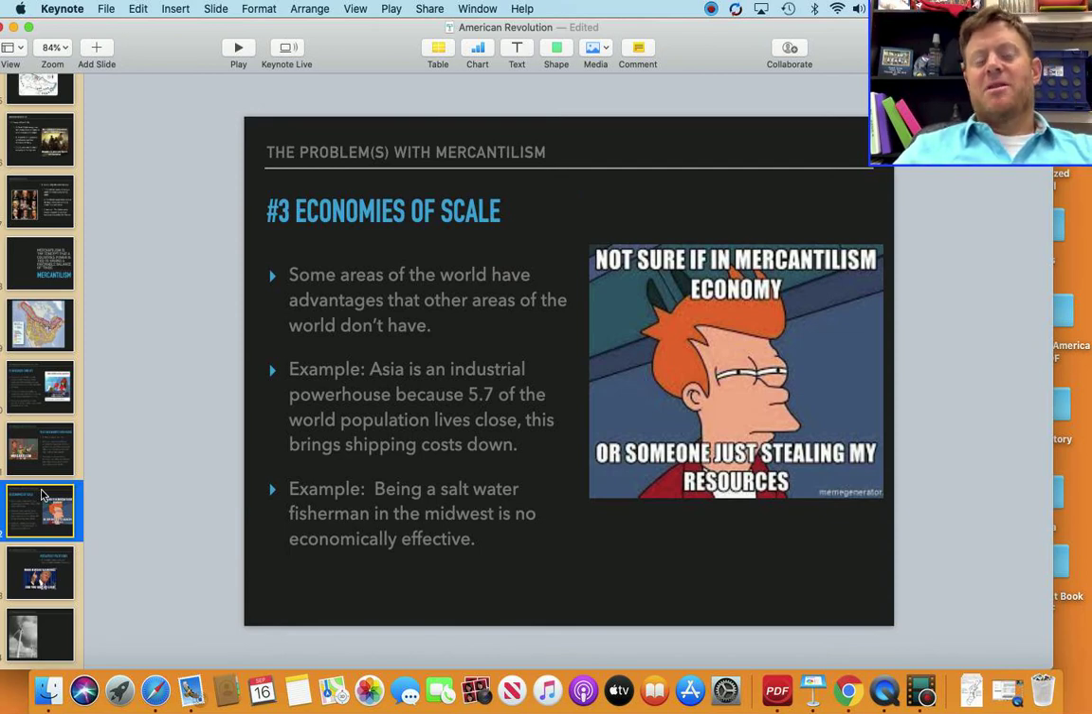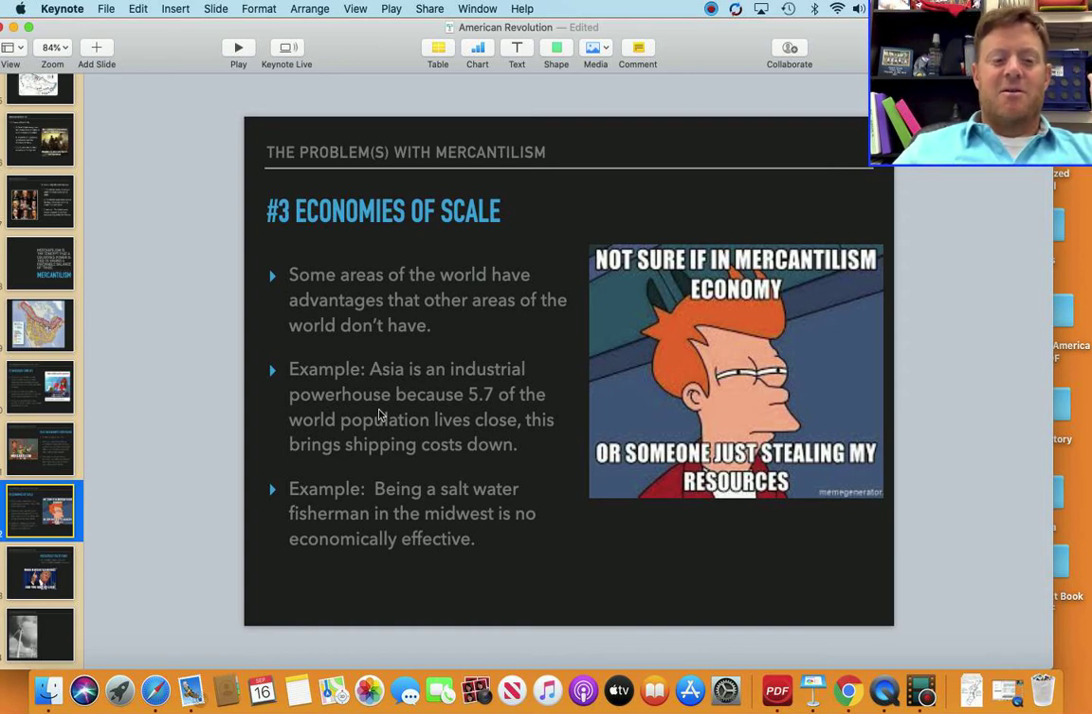The last problem with mercantilism is what we call economies of scale. Some areas of the world have geographical and resource advantages in more areas than others do. This will make more sense as I get to it. For example, it would be a terrible career to be a saltwater fisherman in the state of Indiana. There's no saltwater around. So Indiana has a very low output of saltwater fishermen because they basically don't have any saltwater. Whereas Florida, if you're a saltwater fisherman, is a great place to live.